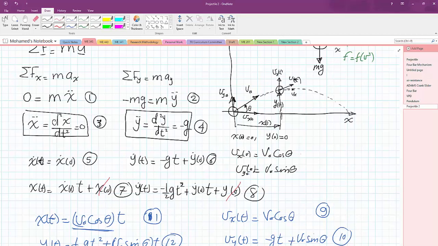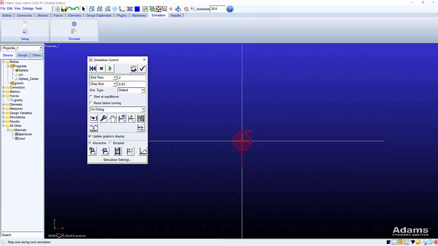This would require processing from your computer. Depending on the power of your computer, this processing may take long CPU time or short CPU time. So determining the step size and the number of steps will be very important for you in order to determine the simulation time, how long Adams is going to take to run your simulation. So assume I have the end time as 2 seconds and delta t, the step size, as 0.01 second. I can run this simulation.